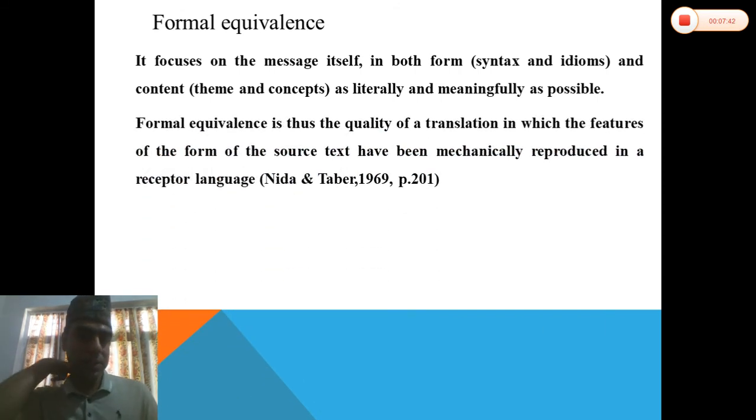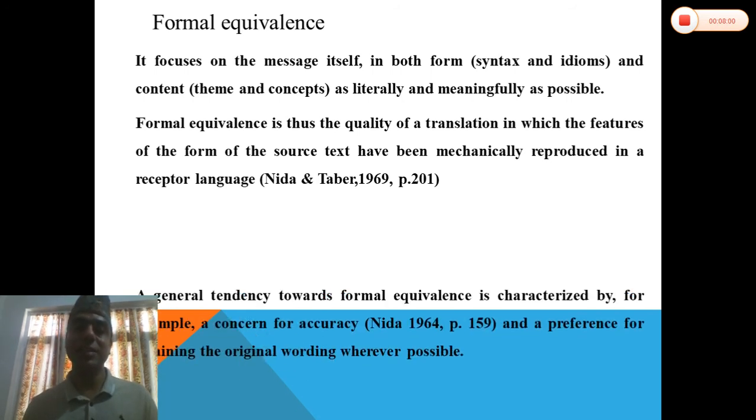Formal equivalence is thus the quality of a translation in which the features of the form of the source text have been mechanically, and other mechanical things also, reproduced as much as possible in the receptor language. Yes, we have to be very careful about focusing on the form and mechanical things.